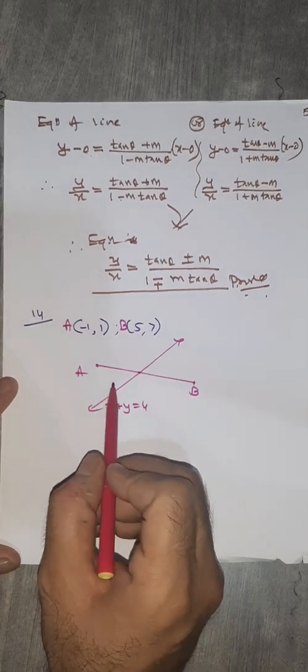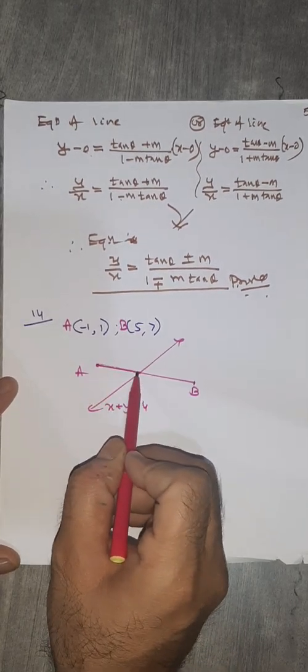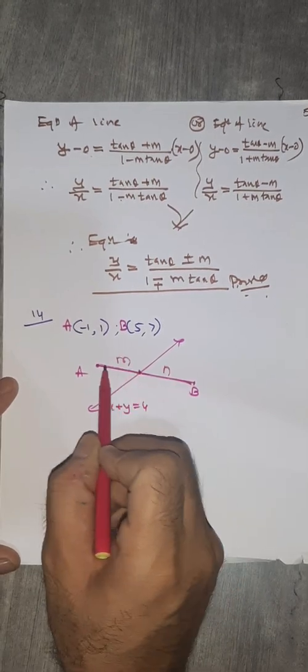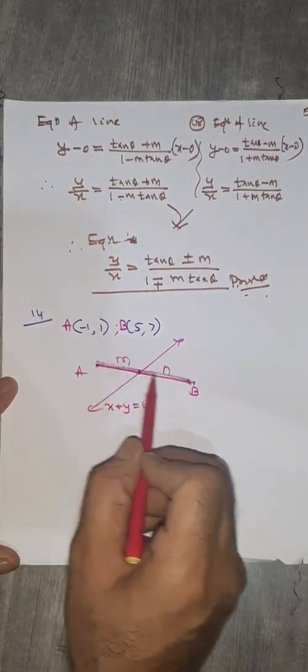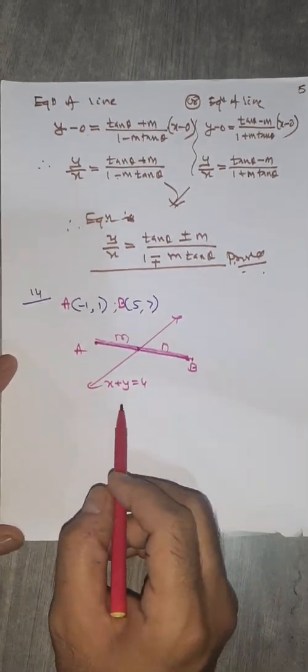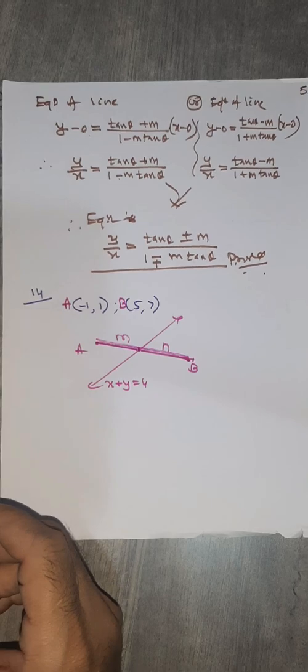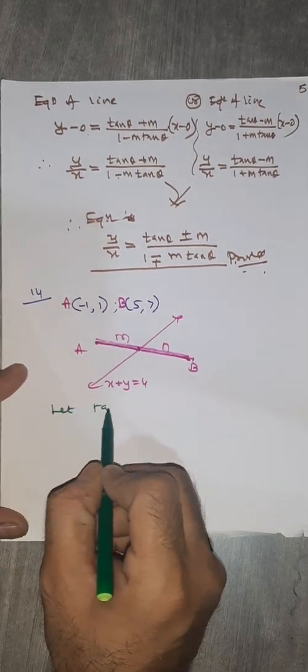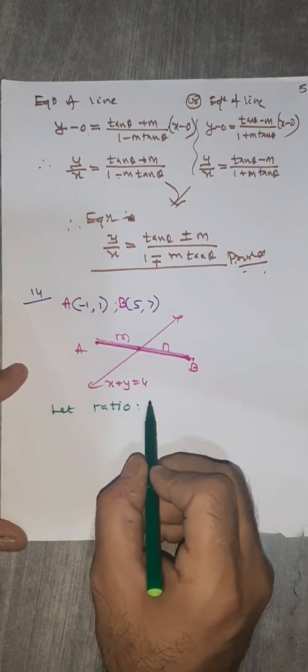So what's the question? Get the ratio. So we want this ratio. Let's call the ratio m is to n, the ratio in which this line segment is divided by this line. Okay. So I'll write like this here. Let the ratio be m is to n, ratio m by n.